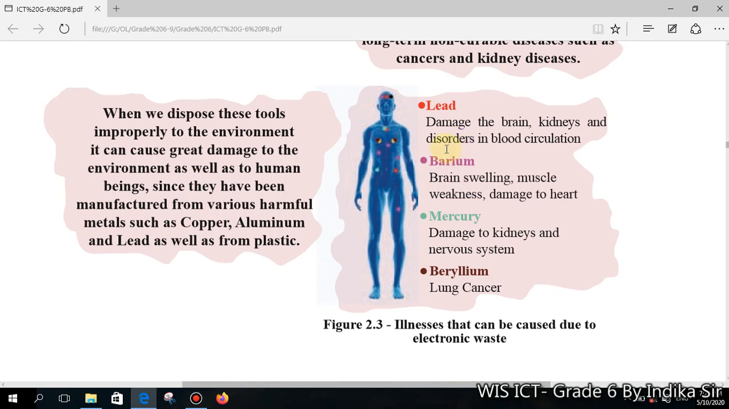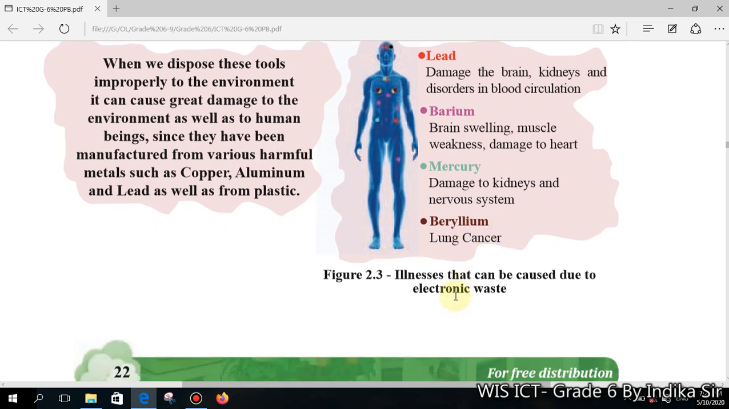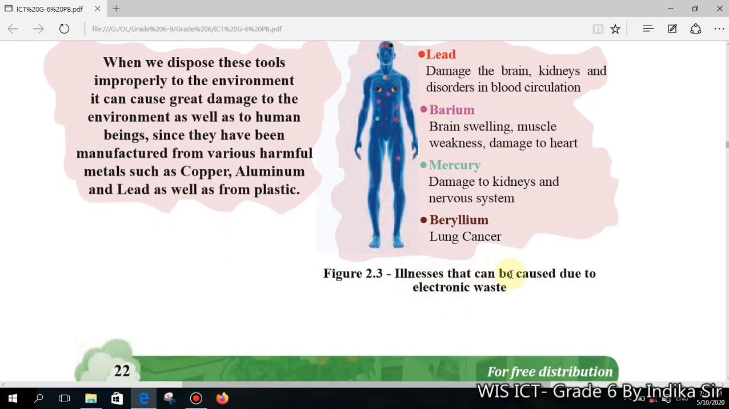We'll learn some harmful substances and what damage they can cause. Lead damages the brain, kidneys and causes disorder in blood circulation. Barium causes brain swelling, muscle weakness and damage to the heart. Mercury damages the kidneys and nervous system. Beryllium causes lung cancer. These are illnesses that can be caused by electronic waste.